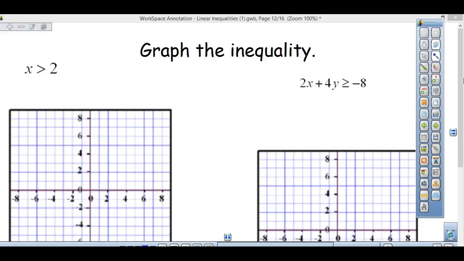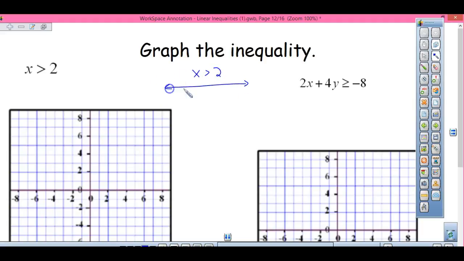Okay, now, when I had a number line, and I said x was greater than 2, and I wanted to graph it on a number line like this, was it an open circle or a closed circle? It was an open circle. Okay, so if it's greater than or less than, and before we had an open circle, when we make a line, we're going to make a dashed line.